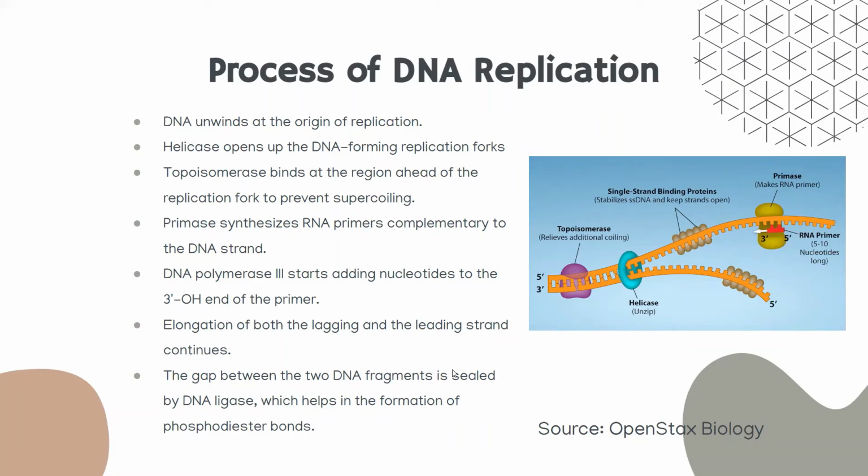Elongation of both the lagging and the leading strand continues. I will explain this in a second about the lagging and leading strand, but just understand this for now. And the gap between the two DNA fragments is sealed by DNA ligase. So DNA ligase is the enzyme that seals the separated fragments back. And it again forms the phosphodiester bonds. A phosphodiester bond is basically just a new phosphate attaching to the 3' end carbon.